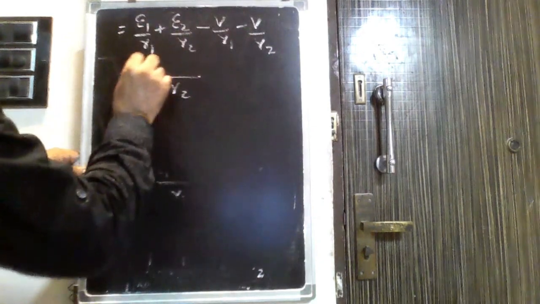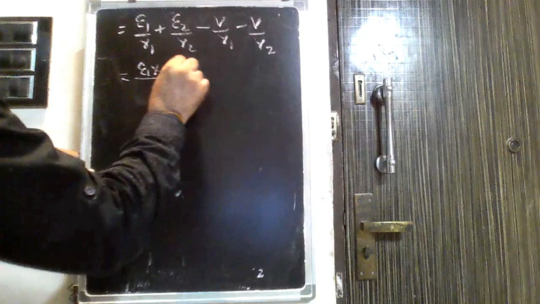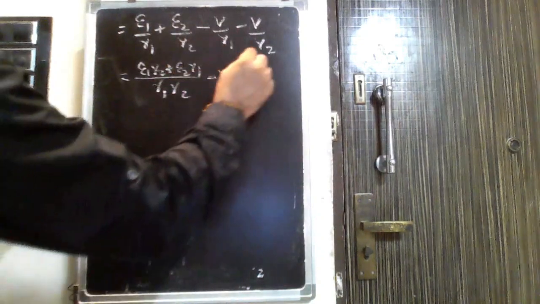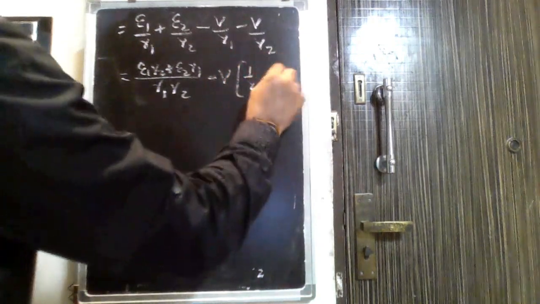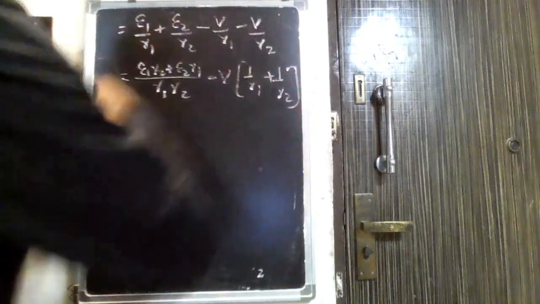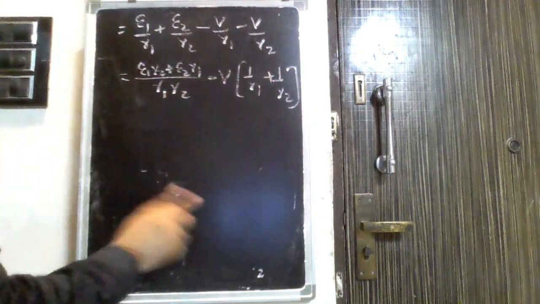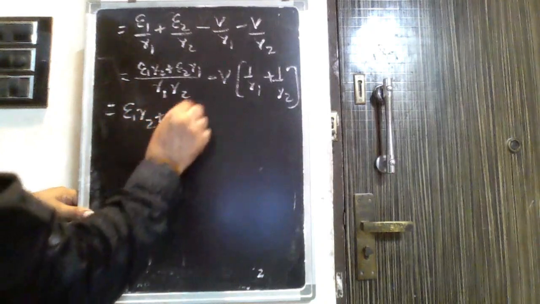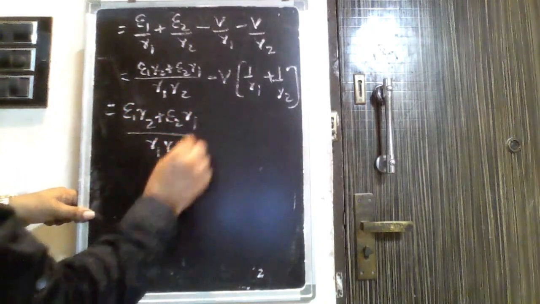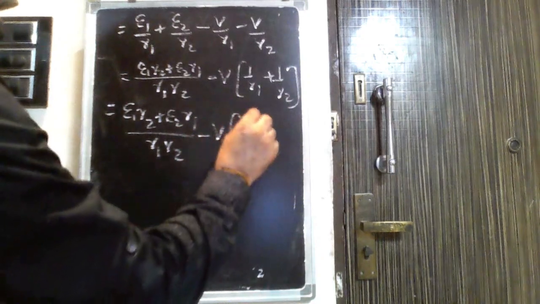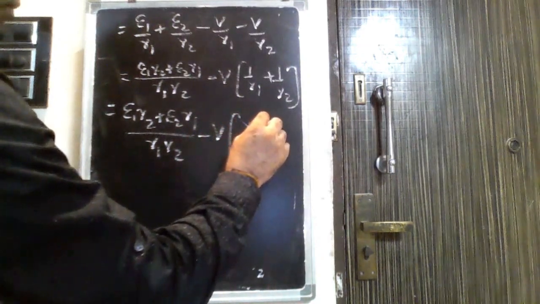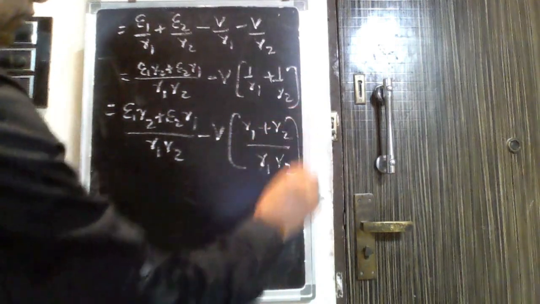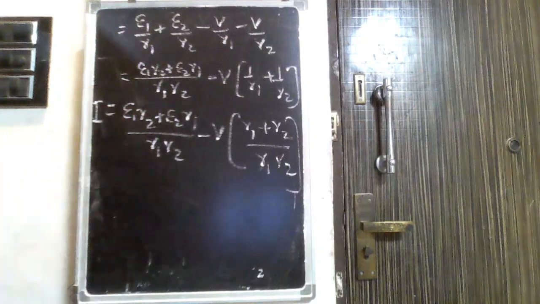Then this goes up here, E1 R2 plus E2 R1, minus, take V common, minus V common. So this becomes 1 upon R1 plus 1 upon R2, because minuses come out. So if you multiply now, minus will come into picture. So this becomes (E1 R2 plus E2 R1) upon R1 R2, minus V. Take once again LCM here, (R1 plus R2) upon R1 R2. This is going to be equal to I.